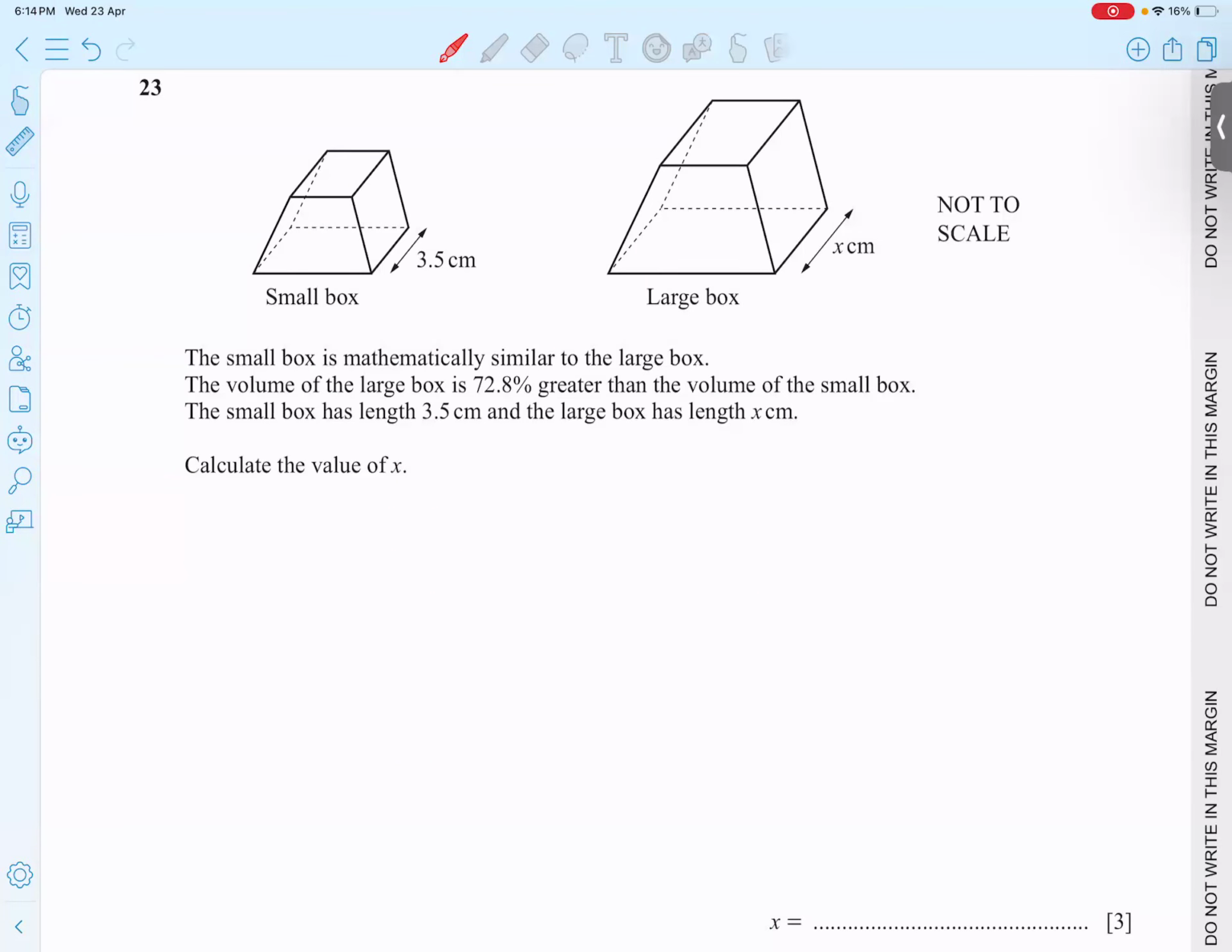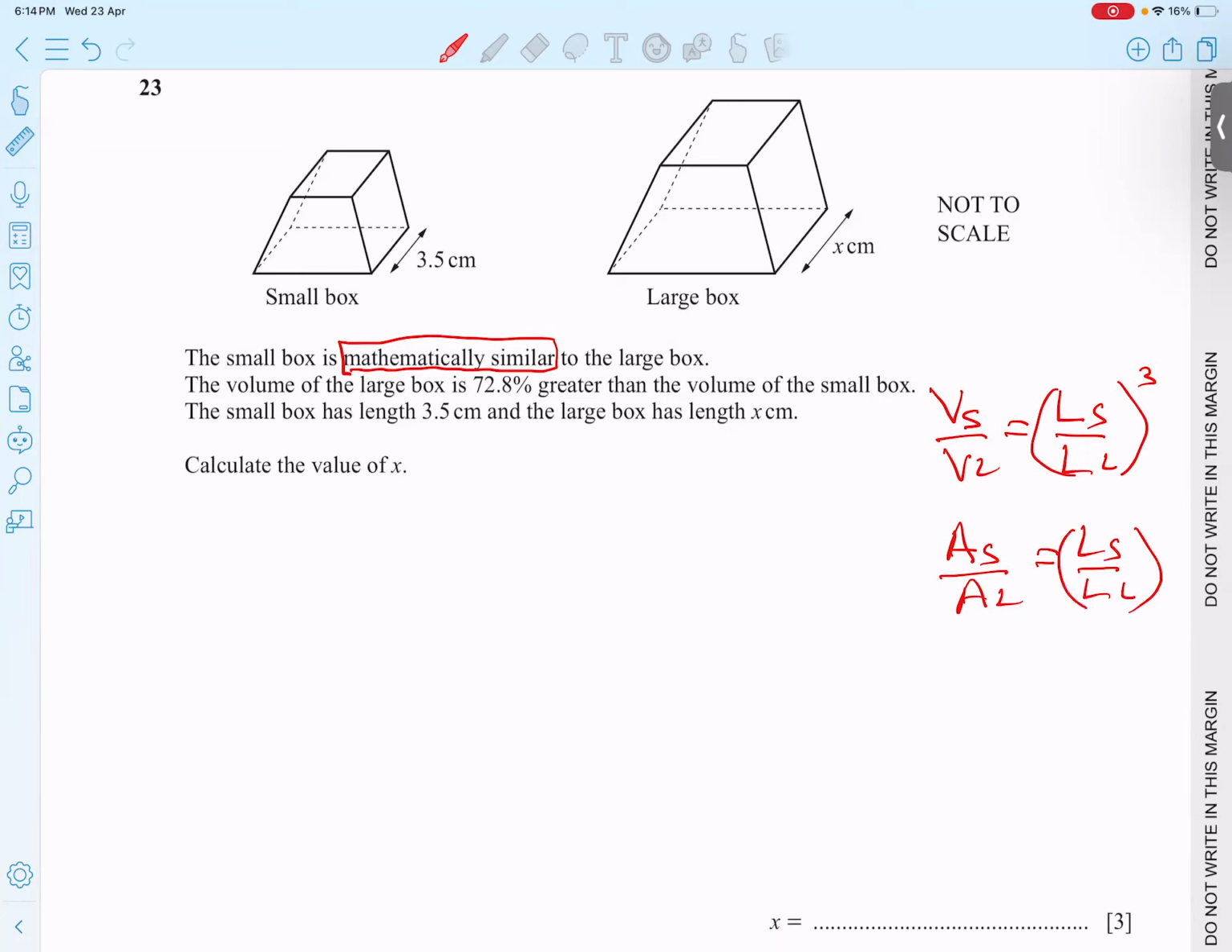Question number 23, he said mathematically the small box is similar. So whenever mathematically similar comes, we have 3 formulas. I taught in my previous lectures. Volume of small by volume of large, length of small by length of large, and put a cube here. In case of area, area of small by area of large, length of small by length of large, and put a square in that condition. Anyway, we have 2 more. Anyway, I'm just moving on because I need a volume.